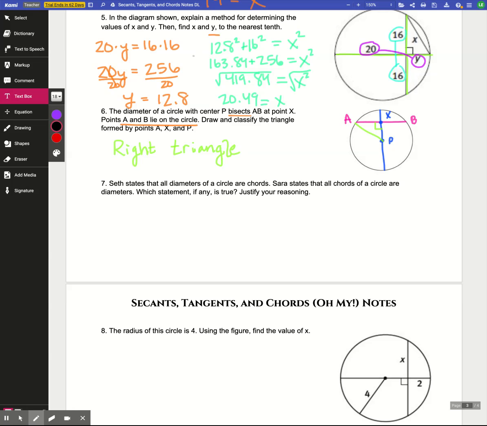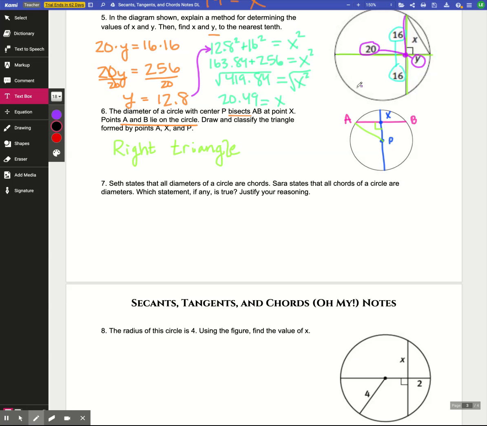So 20 times y equals 16 times 16, so you have 20y equals 256. I divided by 20 on both sides to get y by itself and got that y is equal to 12.8. Now that I know y is 12.8, I can use it in my Pythagorean theorem to figure out what x is. So y became my a for a squared, this part, 16 from here to here, is my b squared, and I'm looking for c squared, which is my x. I squared everything, added these up, and took the square root and got that x was equal to 20.49.